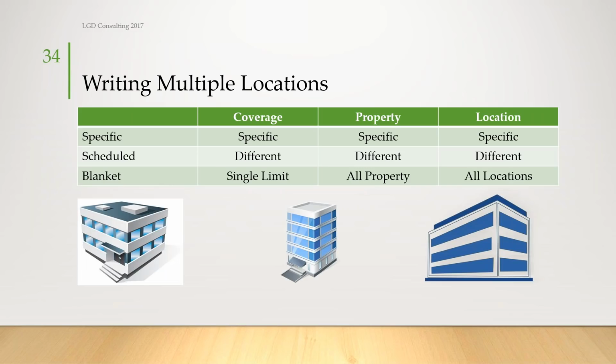Now, writing multiple locations, we're kind of on the commercial side. All right. And there are 3 ways of writing multiple locations. You have specific, scheduled, and blanket policies. So specific, as you can see, if you go from left to right, is very specific. You have specific amounts of coverage on each specific piece of property, and it's at whichever specific location it may be. Okay. Scheduled means you have different amounts of coverage on different pieces of property, and apparently they are at different locations.